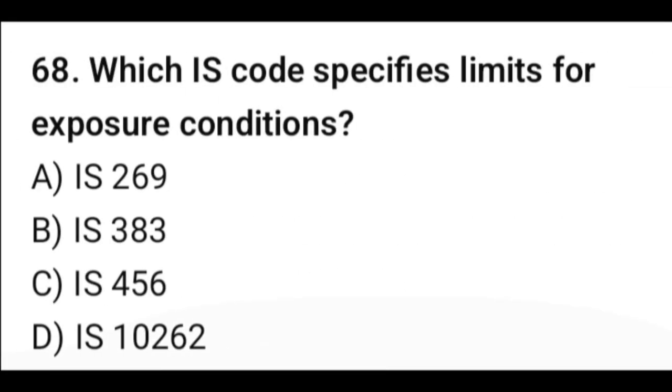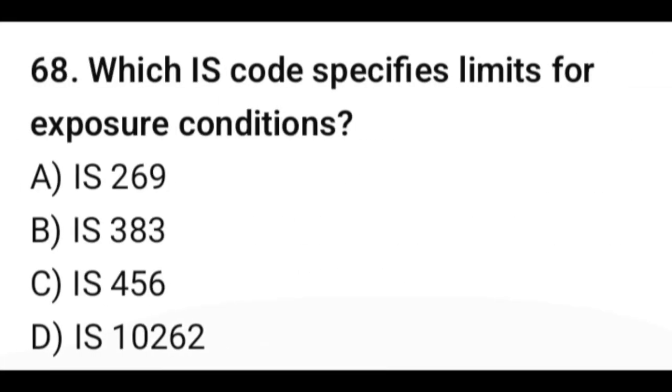Next question. Which IS code specifies limits for exposure condition? Option A is IS 169, option B IS 383, option C is IS 456, option D is IS 10262. So the right answer is option number C, IS 456.